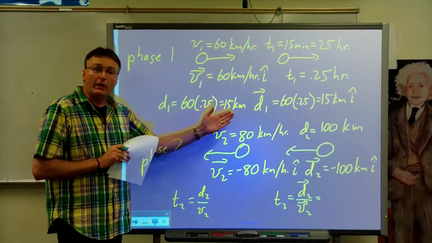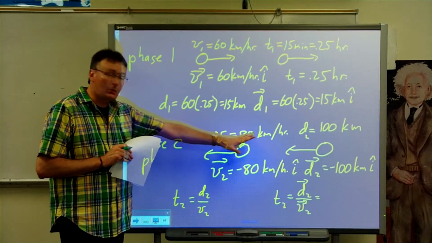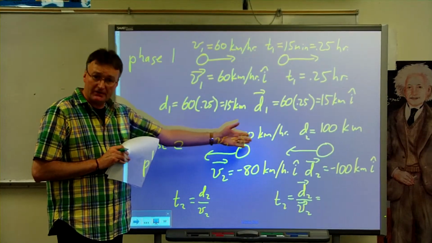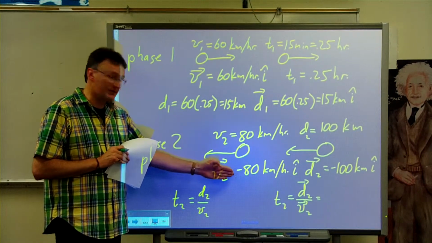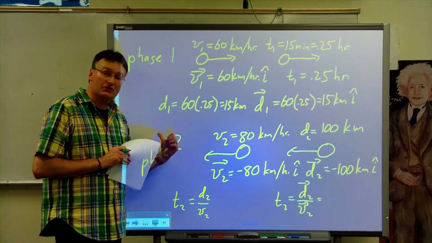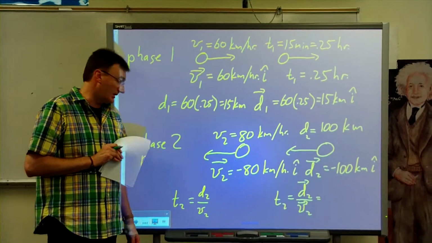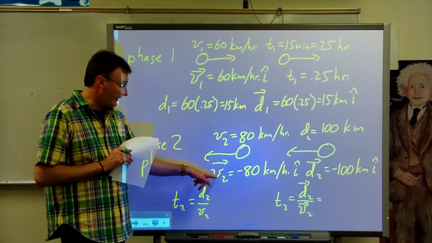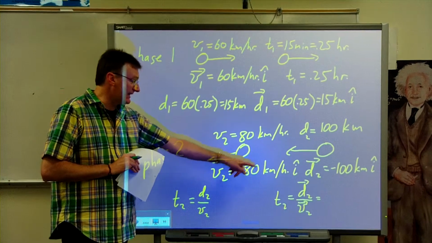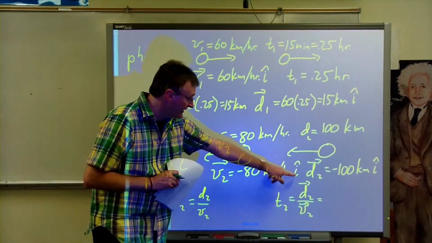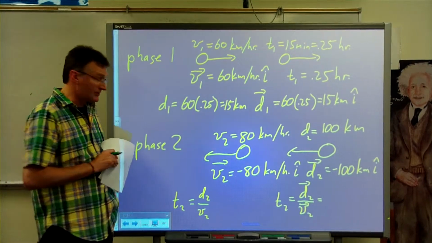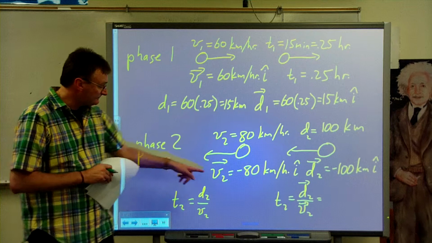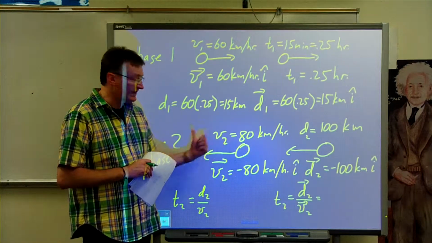But when you're talking about speed, you're not worried about direction, so it's still going to be positive. Velocity, however, does concern itself with direction, so this is going to be in the negative direction for velocity. So the velocity then will be minus 80 kilometers per hour in the I direction or in the X direction or to the west.